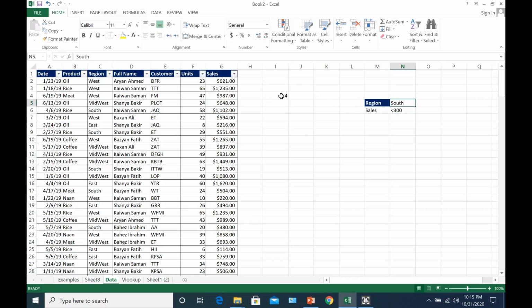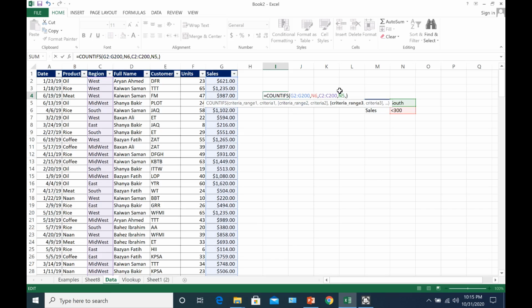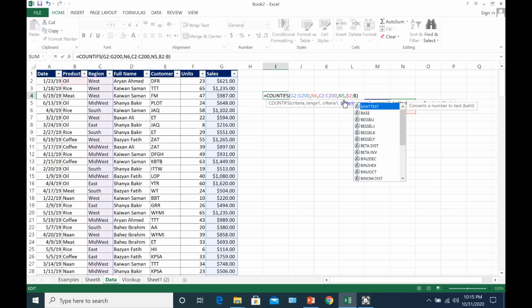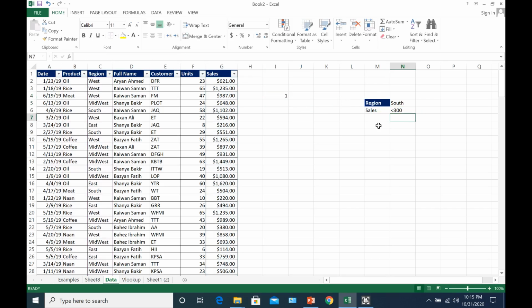It means I'm going to apply more than one condition. I can just apply another one, and it's coming from oil. Let's see the product part for now. The product part is B2 to B200, and I have oil. Okay, only one. I can just say product here and put oil.